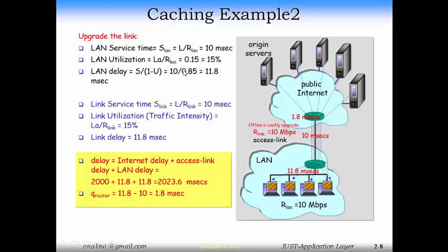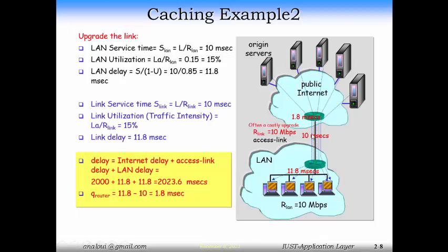I'm doing it same as before, and we can say that in the LAN the service time is 10 millisecond. The LAN is utilized for only 50%, and the LAN delay is 11.8 millisecond. And I can see similar results for my access link because its transmission rate is upgraded to 10 megabit per second. And the total delay of this second scenario is only 2 seconds.